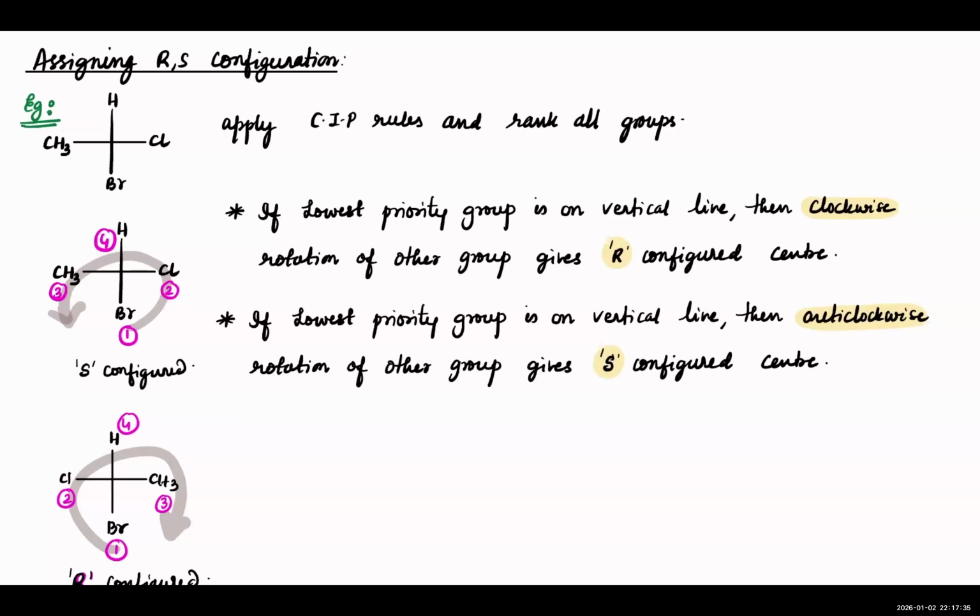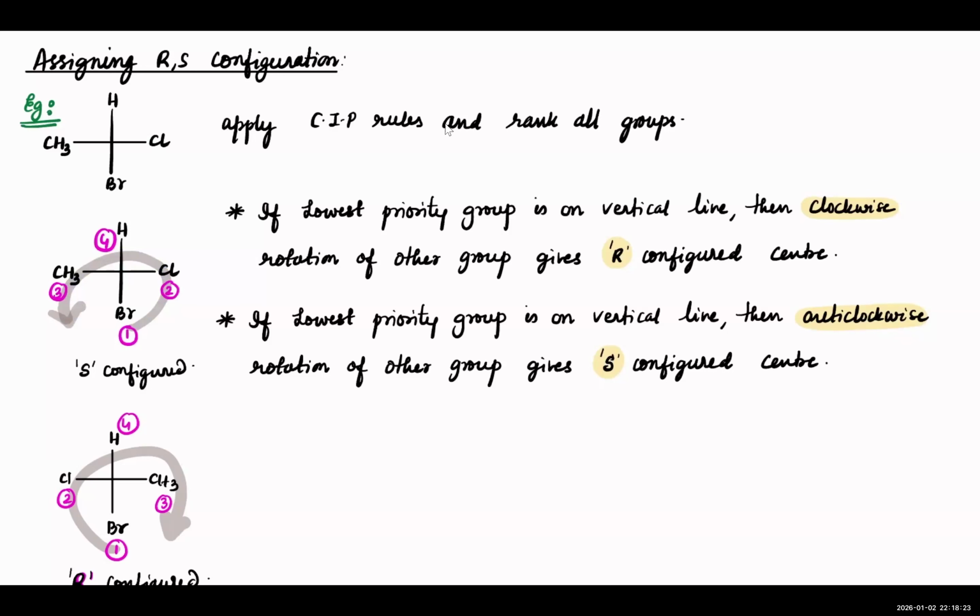Since we got an idea about how to write the Fischer projection, now it is about applying CIP rules and assigning R and S configuration. So how do we assign that? Suppose this is a chiral center in a Fischer projection. You have to apply the CIP rules and give the ranking to all the groups. As per CIP rules, with respect to this carbon, the first group connected is bromine, that is the highest priority, so 1, then chlorine 2, then methyl 3, then hydrogen 4. Now you hide the fourth group and see in which direction 1, 2, 3 are moving. Here, if you notice, 1, 2, 3 are moving in anti-clockwise direction.